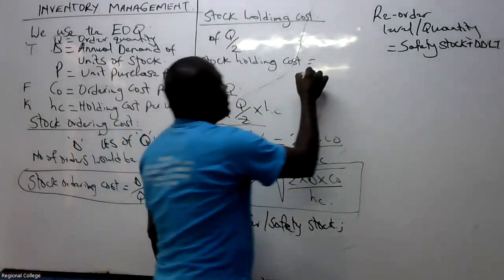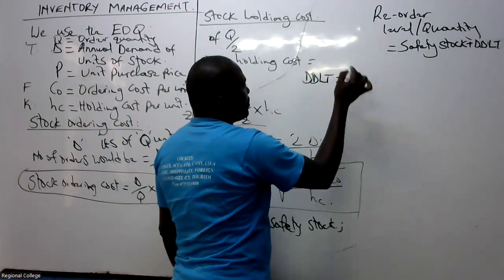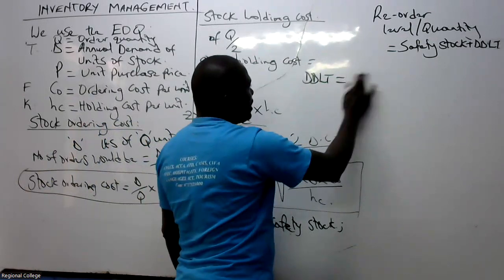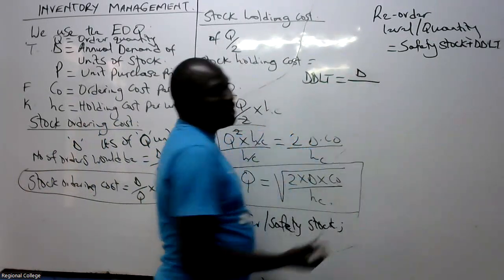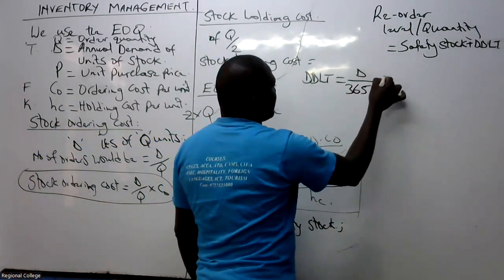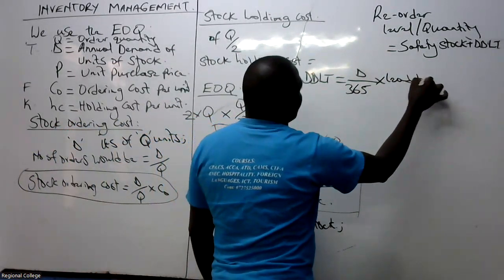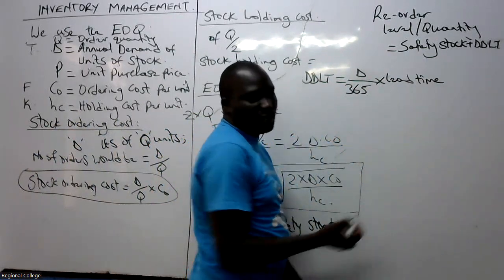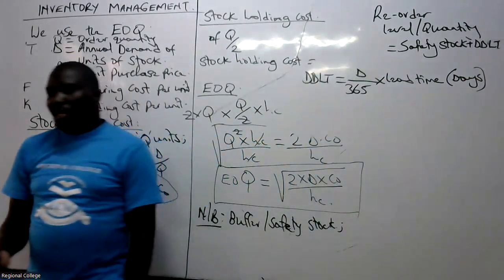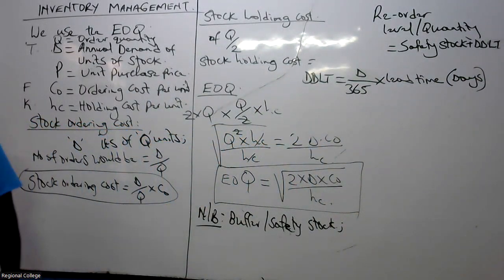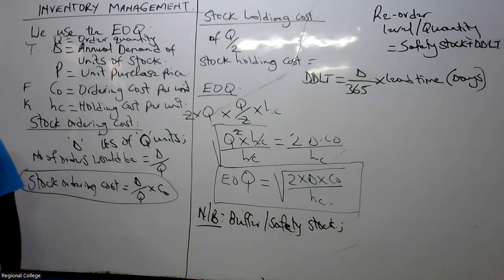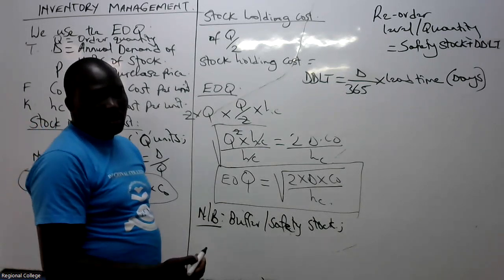So we tell them that demand during peak time equals annual demand, which is our D. D was the annual demand, divided by 365 times peak time, if lead time is in days. If lead time is in weeks, we take our annual demand divided by the number of weeks in the year: 54, 52, 50, the examiner will tell us.